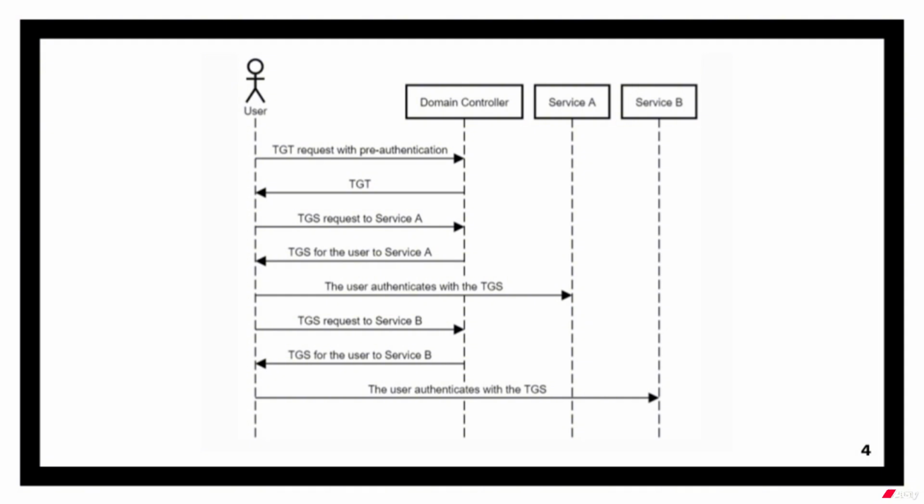So a user requests a TGT from the domain controller. The DC responds with the TGT. The user then requests access to service A from the DC. The DC responds with the TGS for service A if that user has authorization to access service A. The user then authenticates with service A.